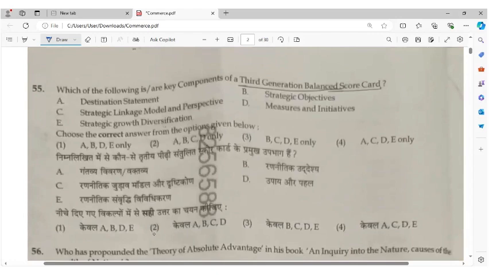Question number 55: which of the following is a key component of the third generation balanced scorecard? The right answer for this question is option number 2. A is destination statement, B is strategic objective, C is strategic linkage model and perspective, and D is measure and initiative. So growth diversification is not a part of the key components of the third generation balanced scorecard.